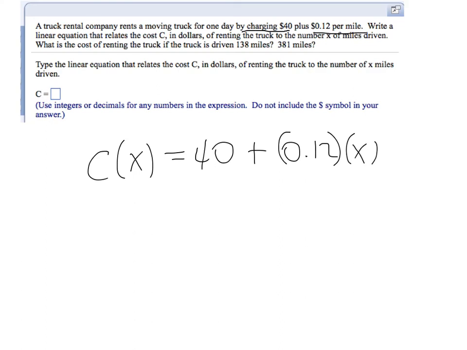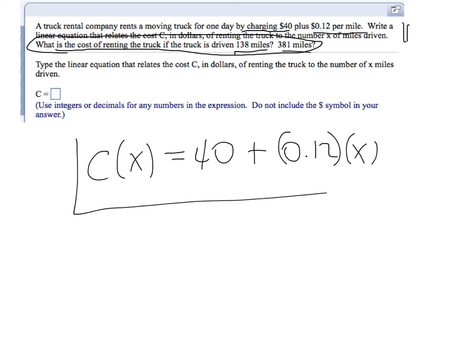If you don't see that, then try answering these questions first. Pick a specific number of miles, 1, 38, 381, and see if you can answer those in the context of the problem. And if you're able to do that with actual numbers, then you should have no trouble going back and answering the question in terms of the variable x.